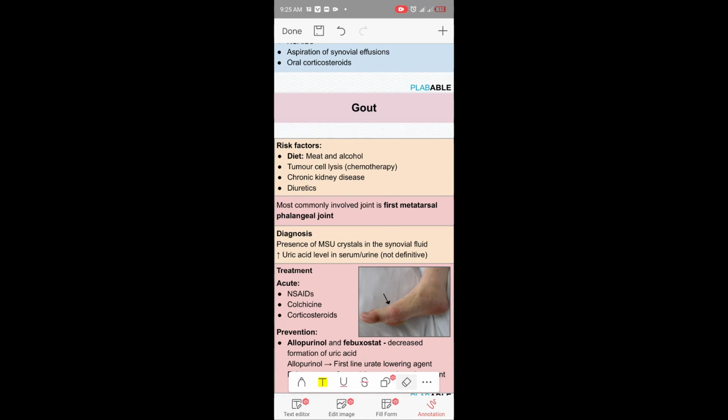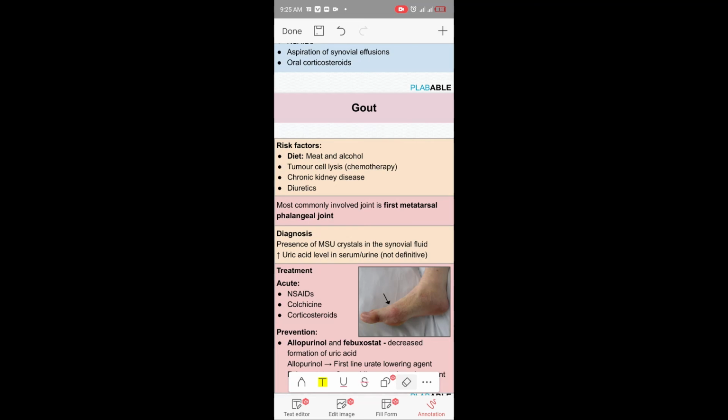Okay, so now coming to the treatment. The treatment is NSAID or colchicine. That's the first line. Whenever the patient is having this attack, there will be a hot, swollen first metatarsophalangeal joint. That's tender. Even if you do not treat that one, it's going to go away in 7-8 days.